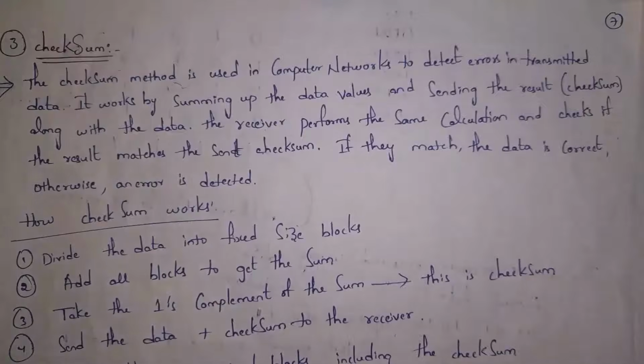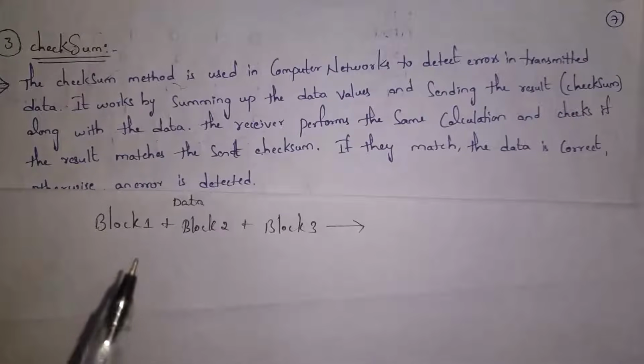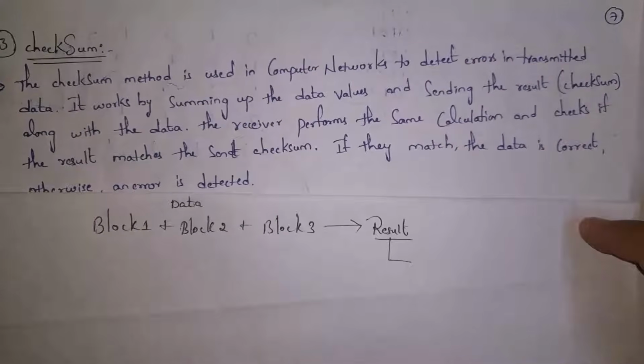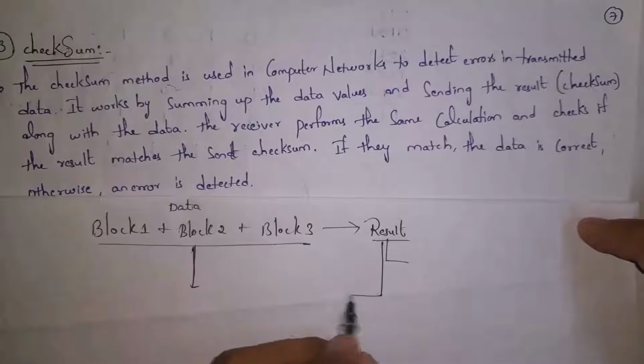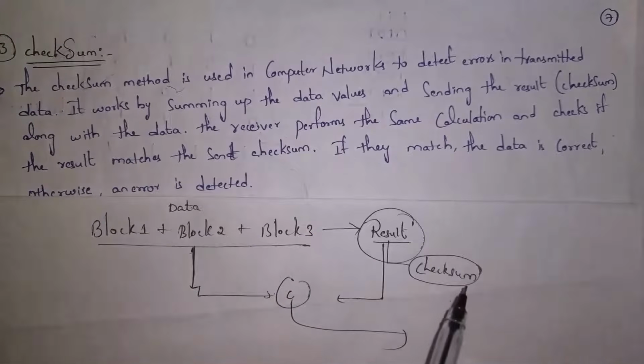By using the checksum method, we can identify errors in transmitted data. For example, our complete data is divided into various blocks. After dividing our data into various blocks, we need to perform binary addition between these blocks. After performing binary addition between these blocks, we will get one result. We call this result the checksum. So the data and the checksum are combined and then transferred to the receiver. Based on the checksum, the receiver will identify whether the data contains errors or not. I will explain with an example.